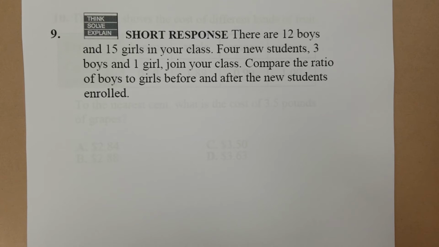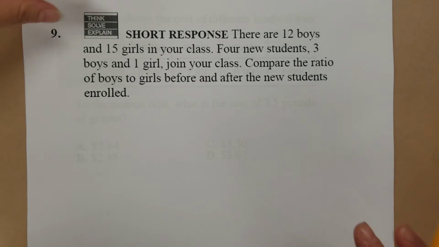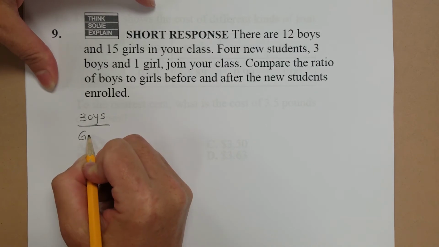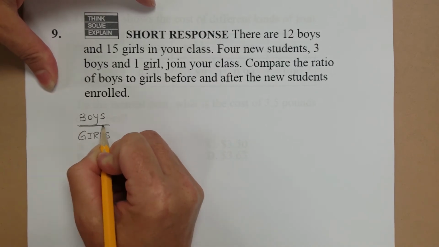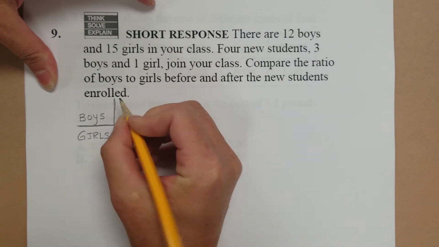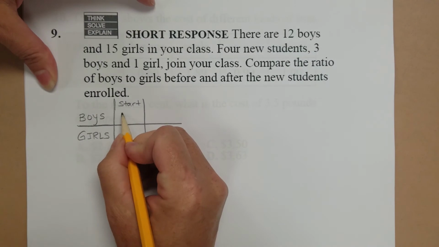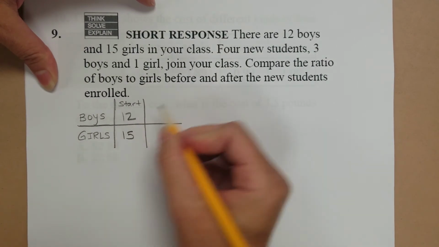Question number 9. There are 12 boys and 15 girls in your class. 4 new students, 3 boys and 1 girl, join your class. Compare the ratio of boys to girls before and after the new students enrolled. This problem can be solved using a chart. So we have boys and we have girls. Now to start, there are 12 boys and 15 girls to start.